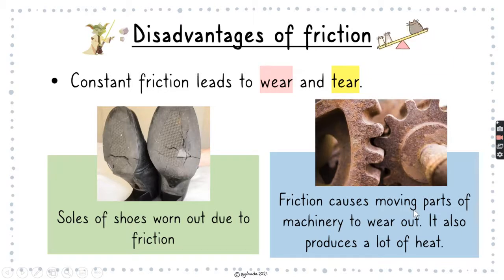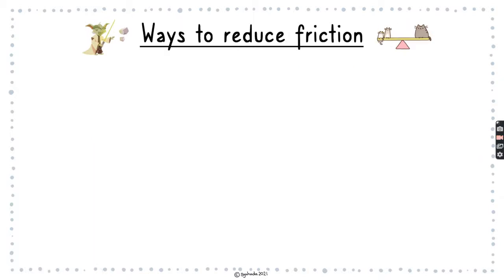Secondly, friction causes moving parts of machinery to wear out, because parts of machinery, especially gears, are always in contact with each other, and when they do that, they can also have wear and tear and wear out. And friction itself also produces a lot of heat, and that can also cause damage to all of the gears and moving parts of machinery.